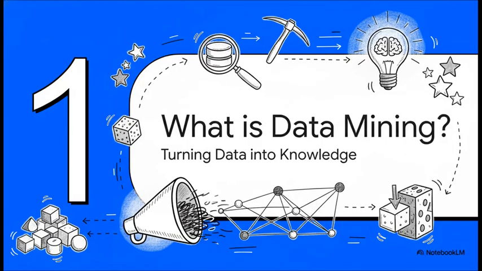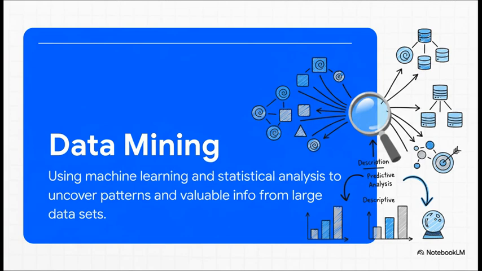First things first, just to make sure we're all on the same page, we need a clear definition. What exactly is data mining? At its core, data mining, which you might also hear called knowledge discovery in databases, is basically the process of using a high-tech magnifying glass to sift through enormous data sets, looking for trends and patterns. Now, this process really has two main goals. One, to describe what's already happened, and two, to predict what might happen in the future, usually with the help of powerful machine learning algorithms.